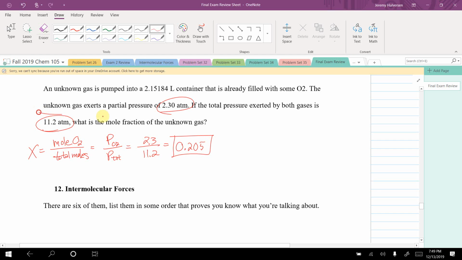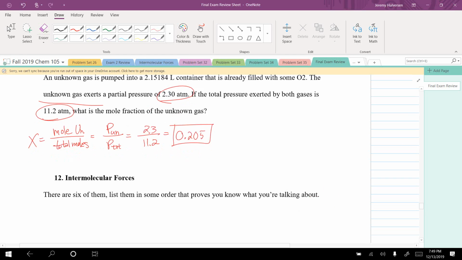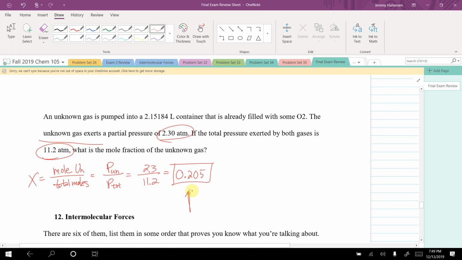Oh, but it wants the unknown gas. Oh yeah, unknown gas, whatever. This is unknown. Feel okay? That's partial pressure. Okay. That's what I just did. So then, if I knew the mole fraction was 0.205 and the total pressure was 11.2, then I would just multiply these together and I'd get the partial pressure.